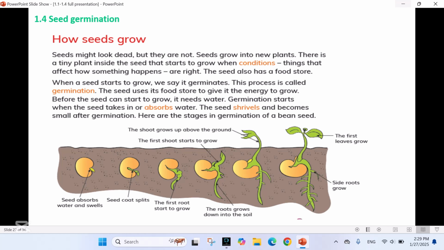Here are the stages in germination of a bean seed. Seed absorbs water and swells. Seed coat splits. The first root starts to grow. The first shoot starts to grow. The roots grow down into the soil. The shoot grows up above the ground. The first leaves grow. Side roots grow.